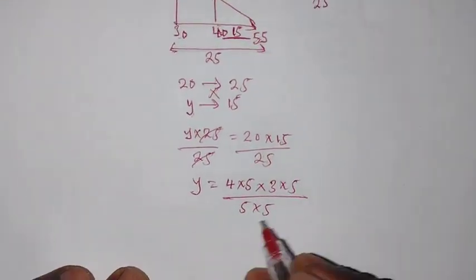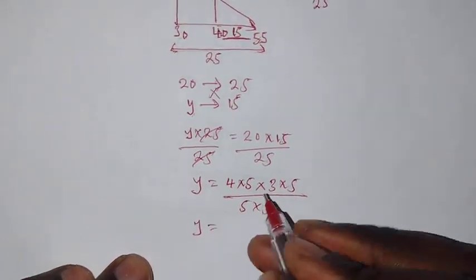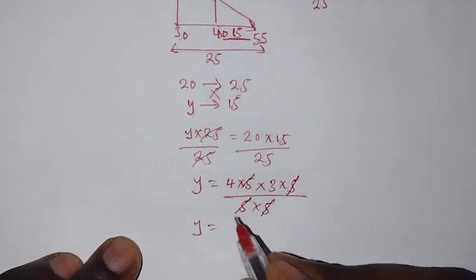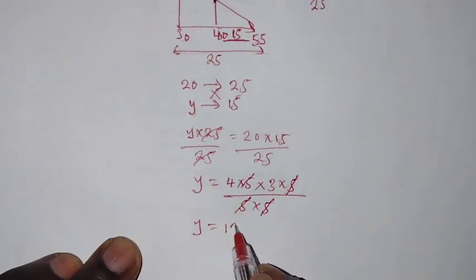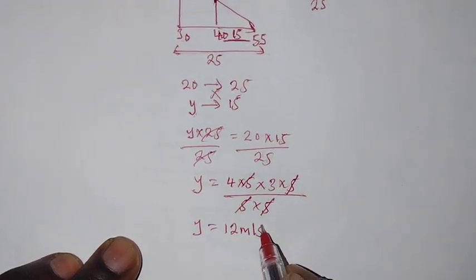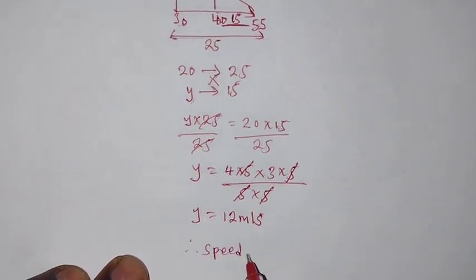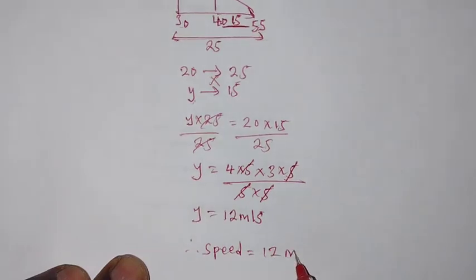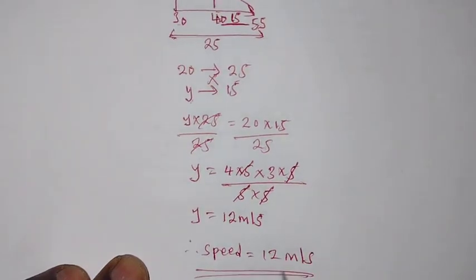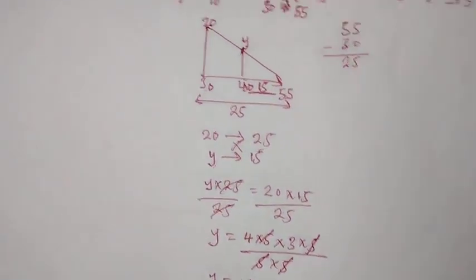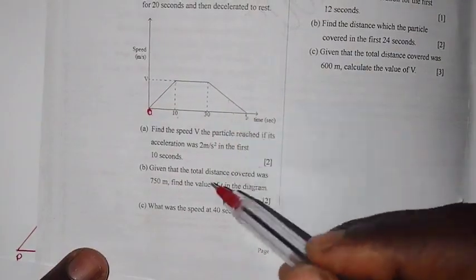This is paper 1, okay? So you need to know how to manipulate this. Y equal to, so I'll cancel this 5 and this 5, this 5 and this 5. So I'll remain with 4 times 3, which will give me 12 meters per second. So therefore, speed is equal to 12 meters per second. So this was the speed at 40 seconds. So we are done answering this entire question.